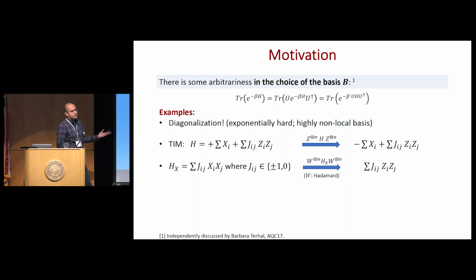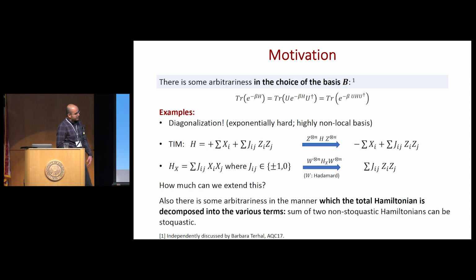And this is clearly diagonal and it's stochastic. Okay, so the question is how we can extend this. And let me just mention that there's also another freedom in the definition, which is how you define these local terms, how you group them and call them a local term, because, of course, adding to non-stochastic Hamiltonian can be stochastic again. But I won't talk about this. We have some discussion about this in the paper, but let's focus on the first one.